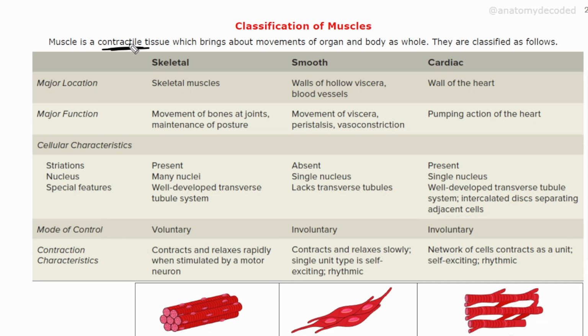Epithelial, connective, muscle and the nervous tissue, out of which muscle tissue is a contractile tissue which brings about movements of an organ and also movement of body as a whole.